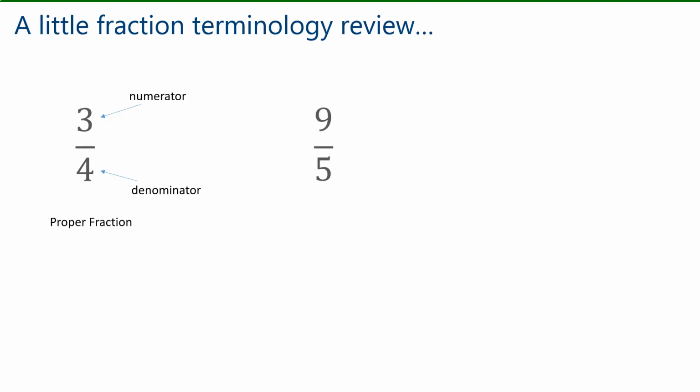Here we have the fraction 9/5. In this case, our numerator, which is 9, is greater than our denominator, which is 5. And for such a fraction, where the numerator is greater than the denominator, we call that an improper fraction.